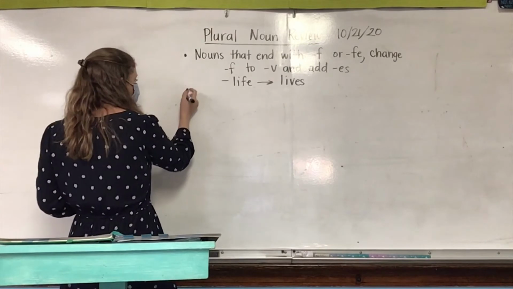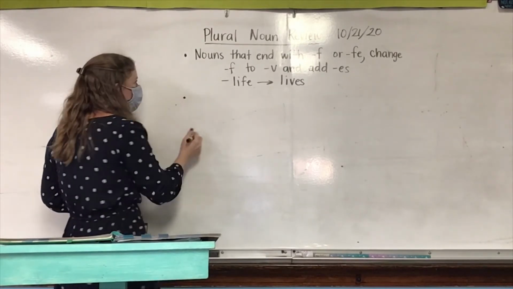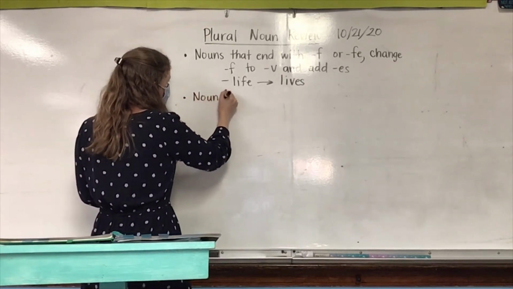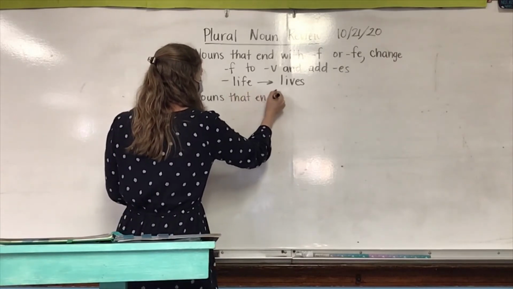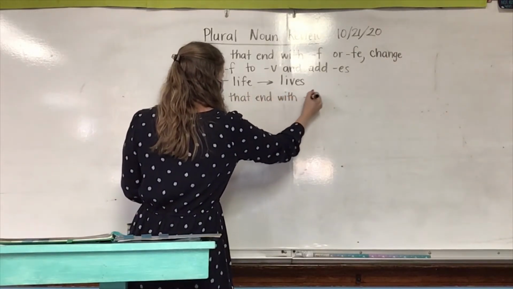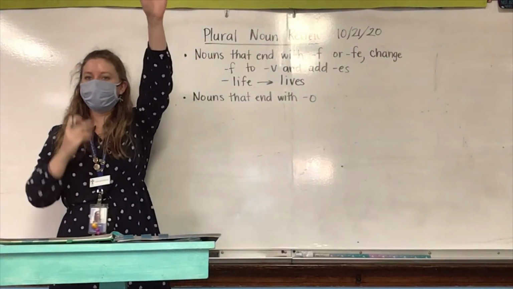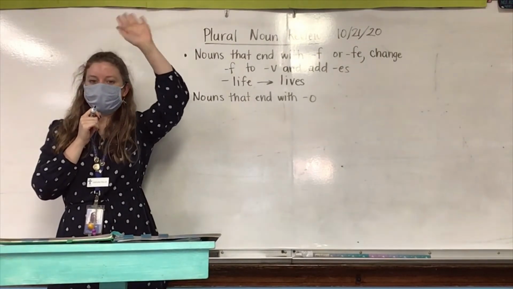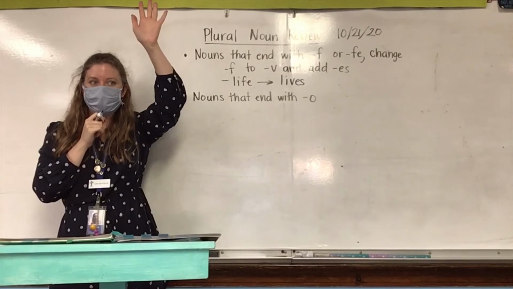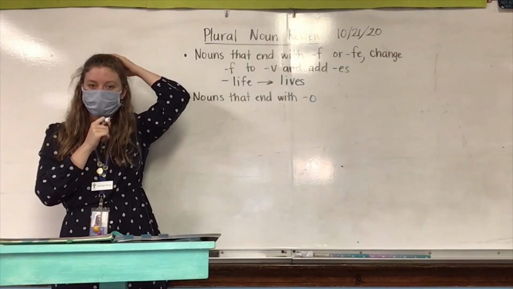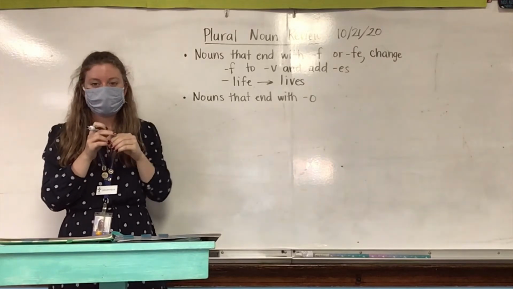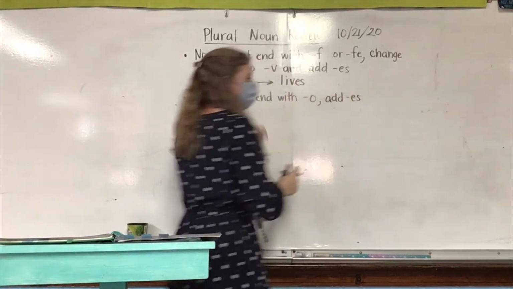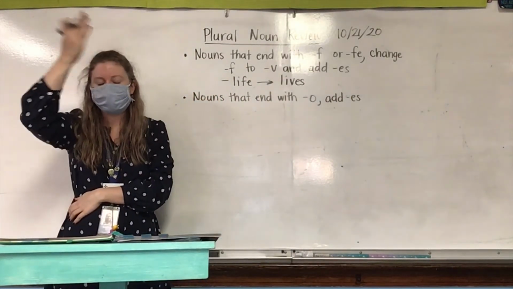Okay, there's one that we see a little more often that kind of has a rule. What about nouns that end with the letter O? What happens to nouns that end with the letter O? Smith? You just add ES. Add the letters ES. Now I see some of you going like, what is it?